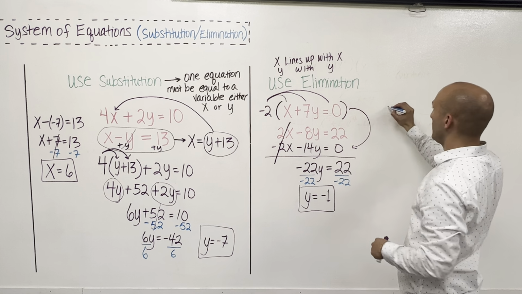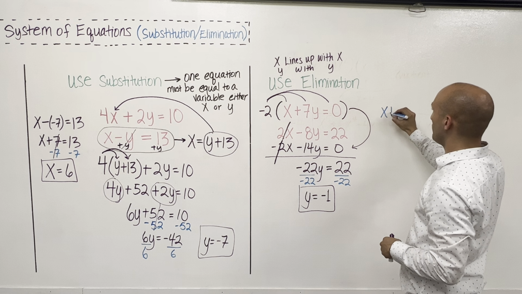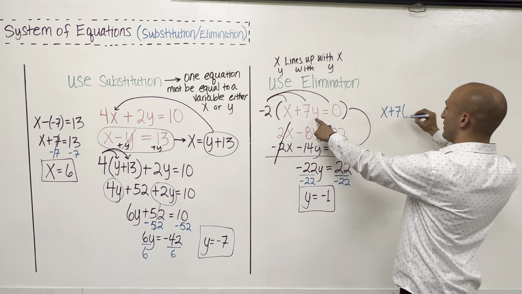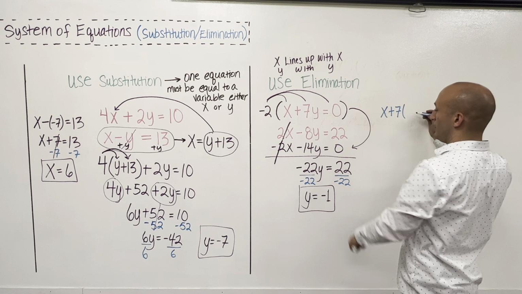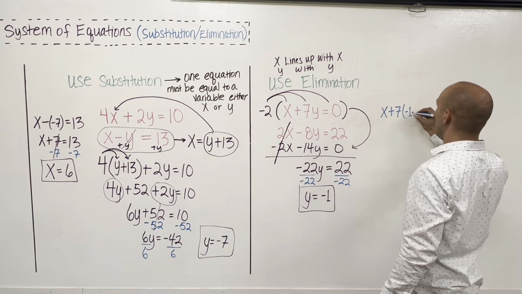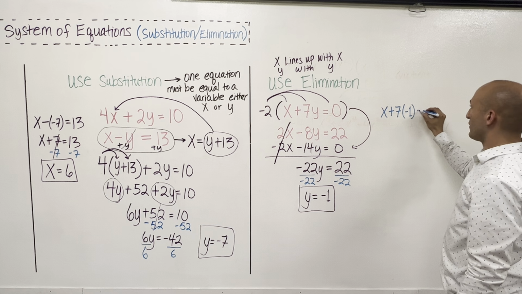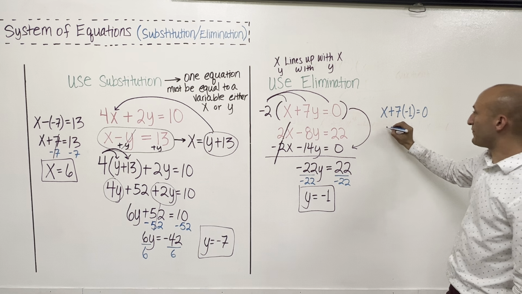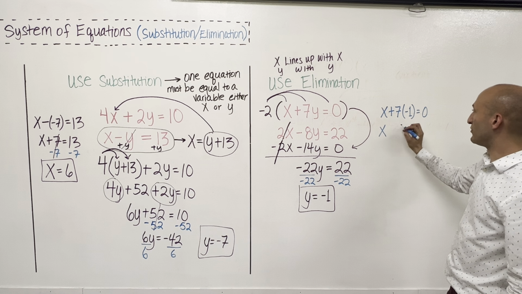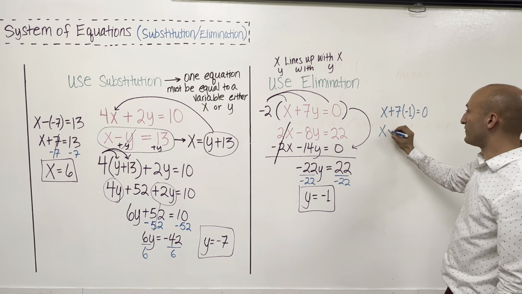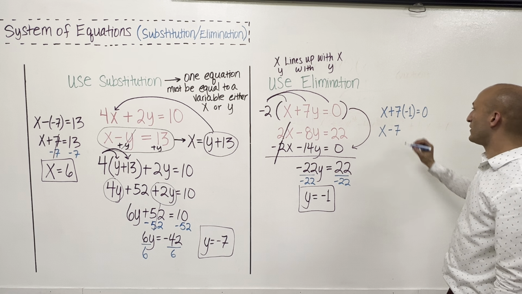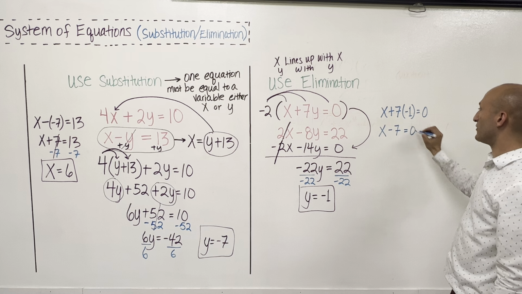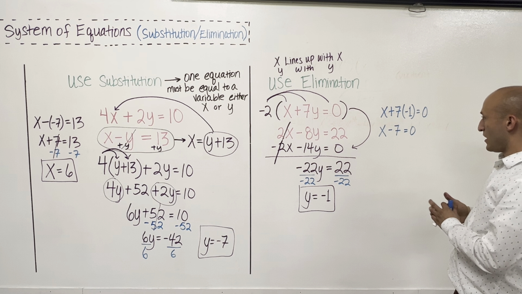So this one, x plus 7, and the 7 and the y are being multiplied. Okay, y is negative 1 equals 0. So now I can multiply these two, and I would get negative 7. So x minus 7 equals 0.